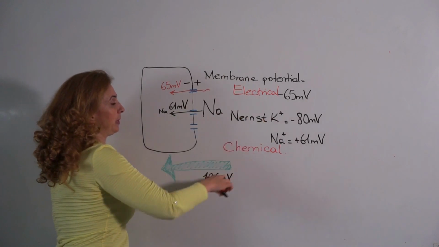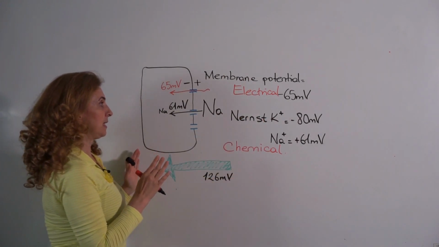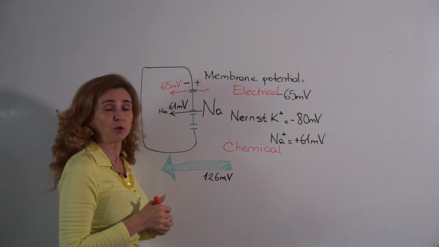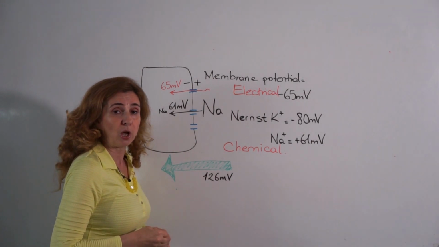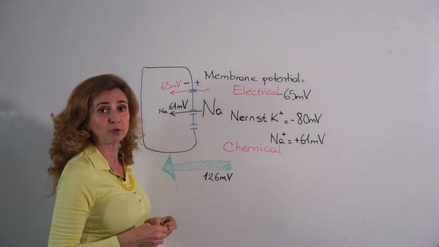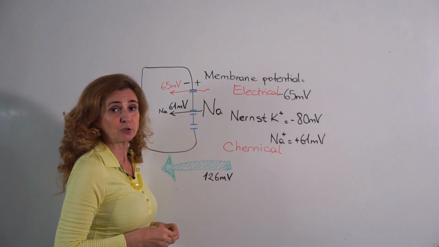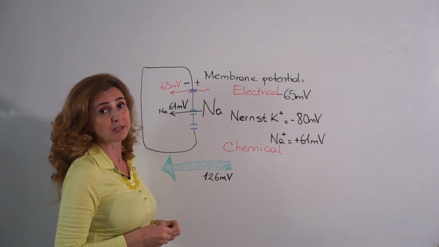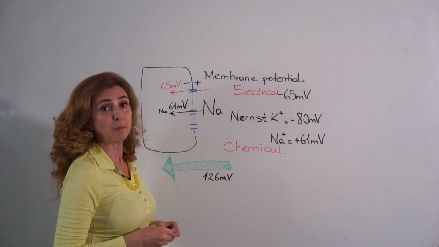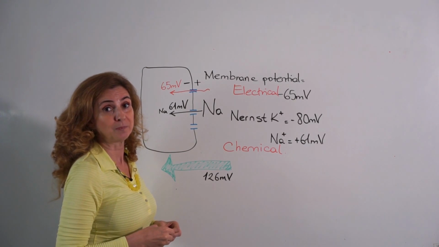This is an example of how we are going to use Nernst potential when we are talking about many different conditions, when many different ion channels can open up on the cell membrane.